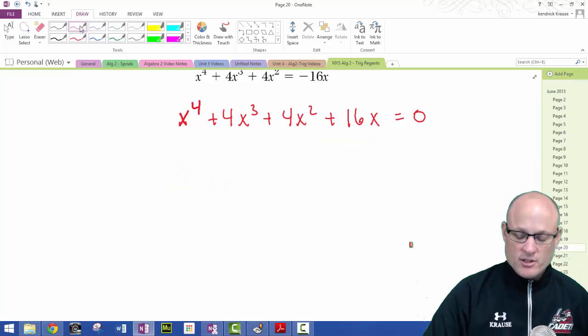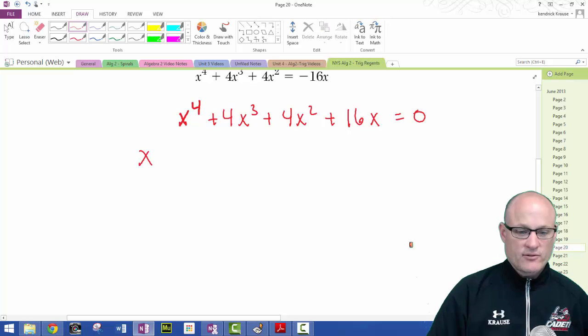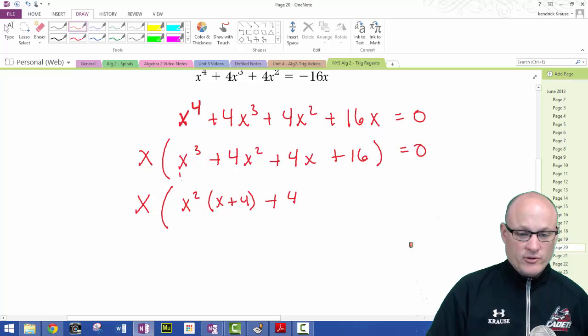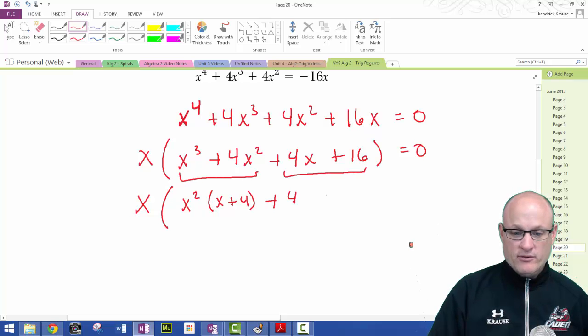First things first, kids. You should take out the GCF. The GCF is x. And I'm going to be left with x cubed plus 4x squared plus 4x plus 16 equals 0. Now I'm going to finish by factoring and take out an x squared here, and I'm left with x plus 4 plus 4. So I'm grouping these two, take something out, group these two, take something out, x plus 4 equals 0.